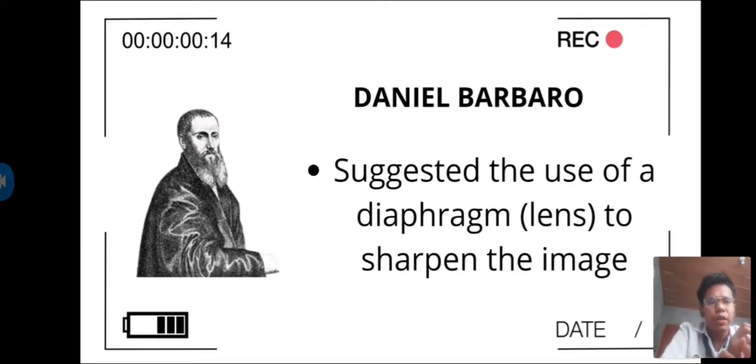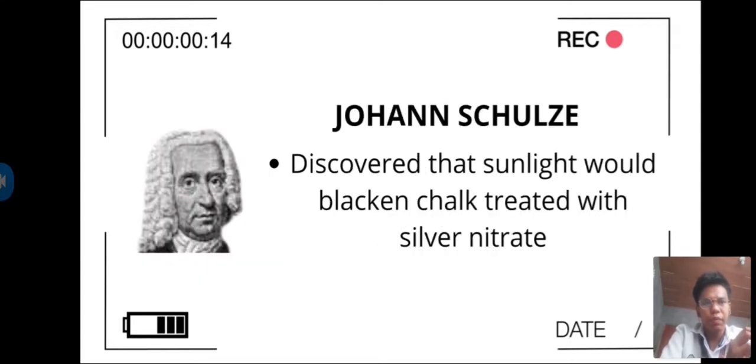Daniel Barbaro, the man who first used lens to camera, okay? Kaya naman he suggested the use of a diaphragm to sharpen the image. Diaphragm, ito yung nag-a-adjust sa lens, okay, para mas ma-sharpen niya yung image. Next one is Johann Schulz.